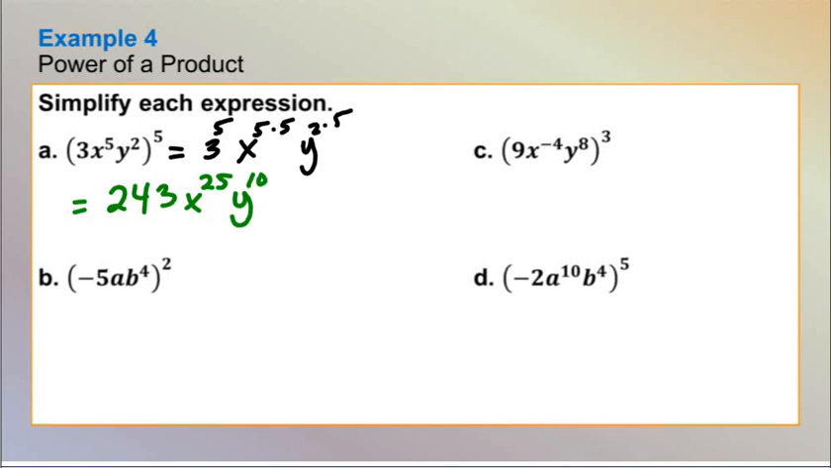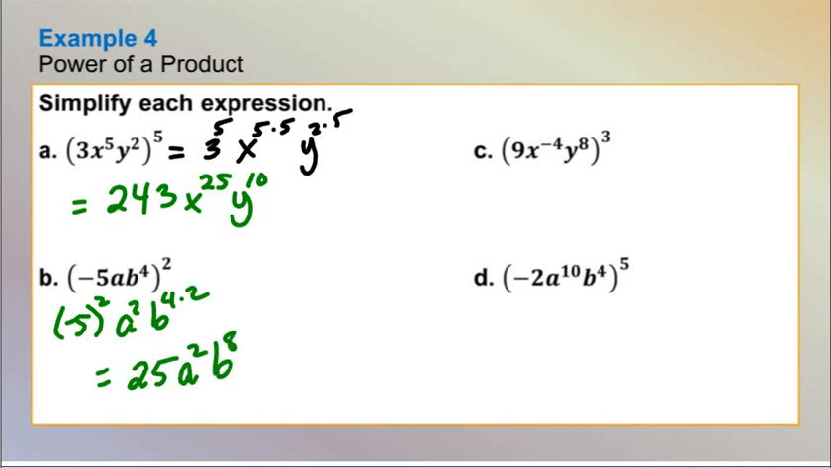The letter B. I have a negative 5 here and I have to square it. That means I take negative 5 in parentheses and I square it. And then I square everything else. And I get a final answer of 25 a squared b to the 8th. Letter C, I raise everything to the third power. So this is 9 cubed.